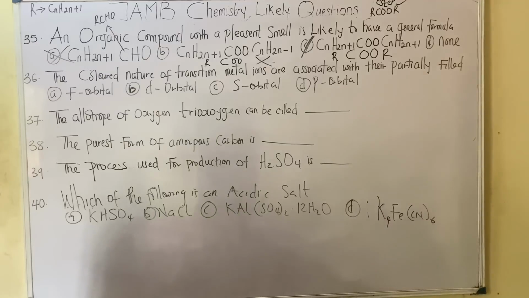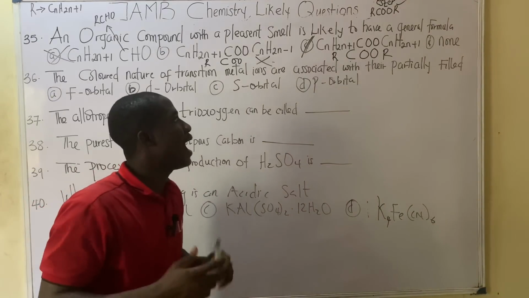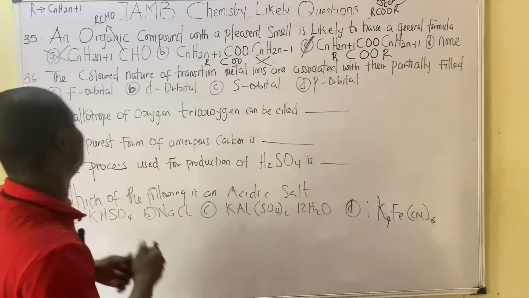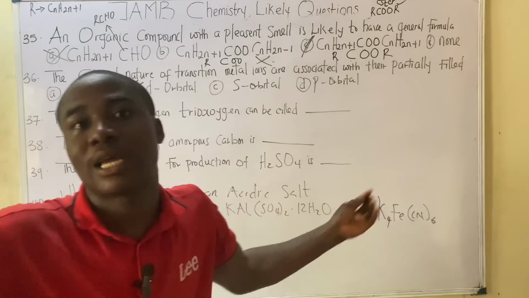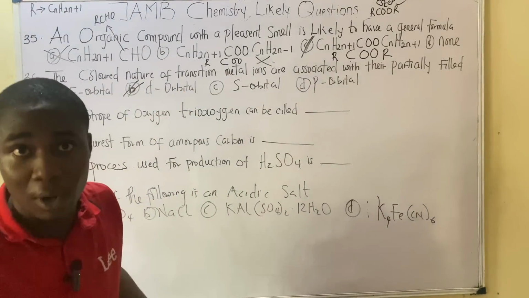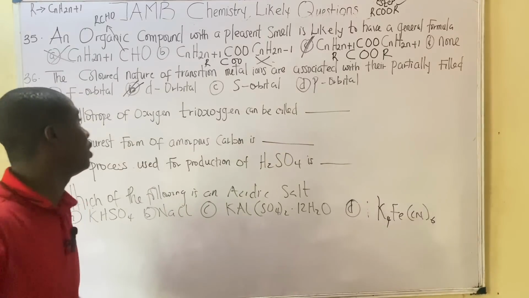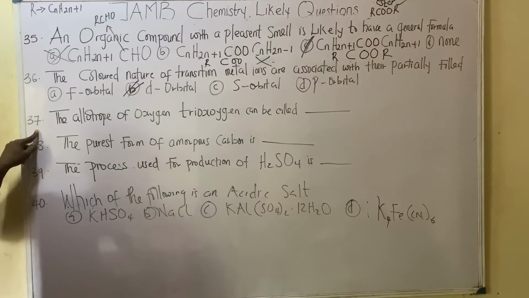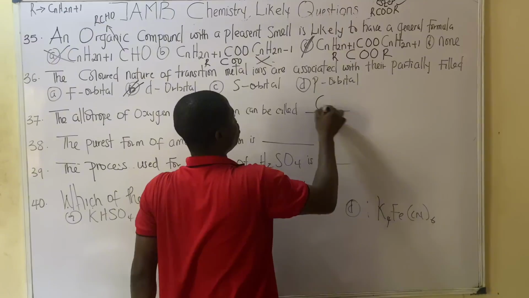So let's get into question number 36, which says the colored nature of transition metals is due to what? They have a partially filled d orbital. That's why they form colored ions, they form complex ions. Not just the colored nature, the complex nature of them is due to the d orbital. Do you understand? Not just the colored ion, the complex nature of them is due to what? D orbital.